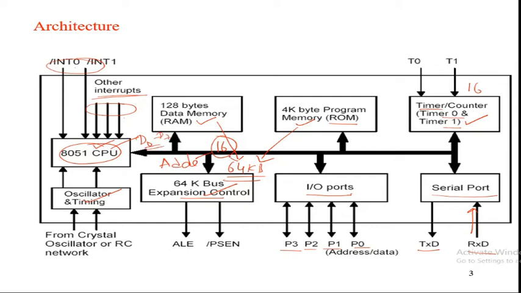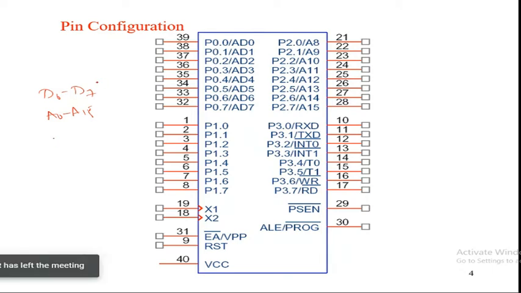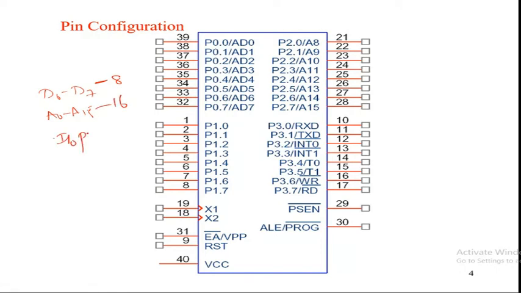So D0 to D7. If you see the pin configuration, 8 pins are D0 to D7 and the 16 pins are A0 to A15, that is 16 address lines. And 32 IO pins in total. Already it has 8 and 16, and IO pins are 32. The 32 are organized as 4 ports, so each port maintains 8 pins. So 32, 16 and 8 together increase to more than 40.